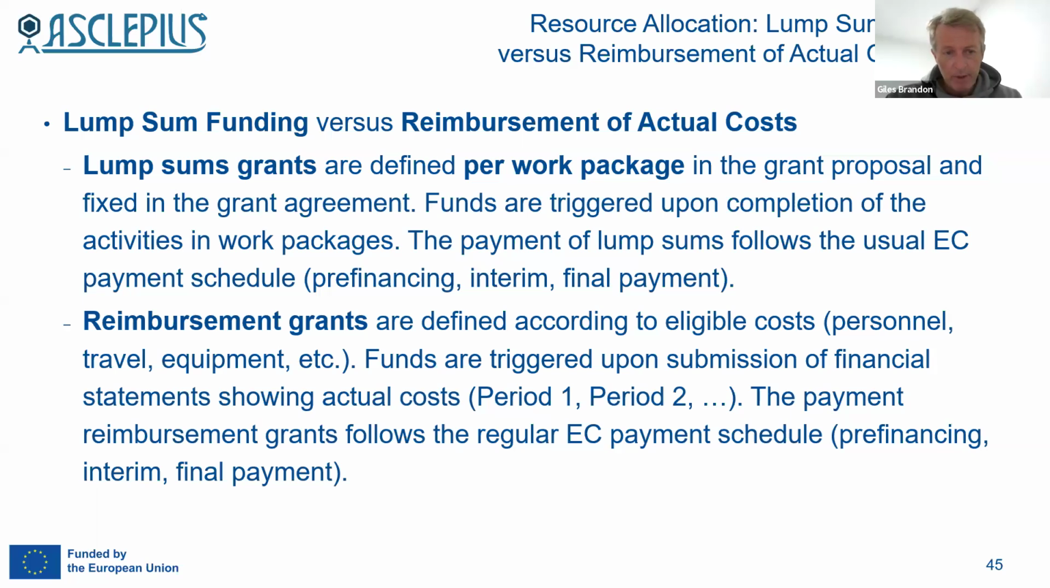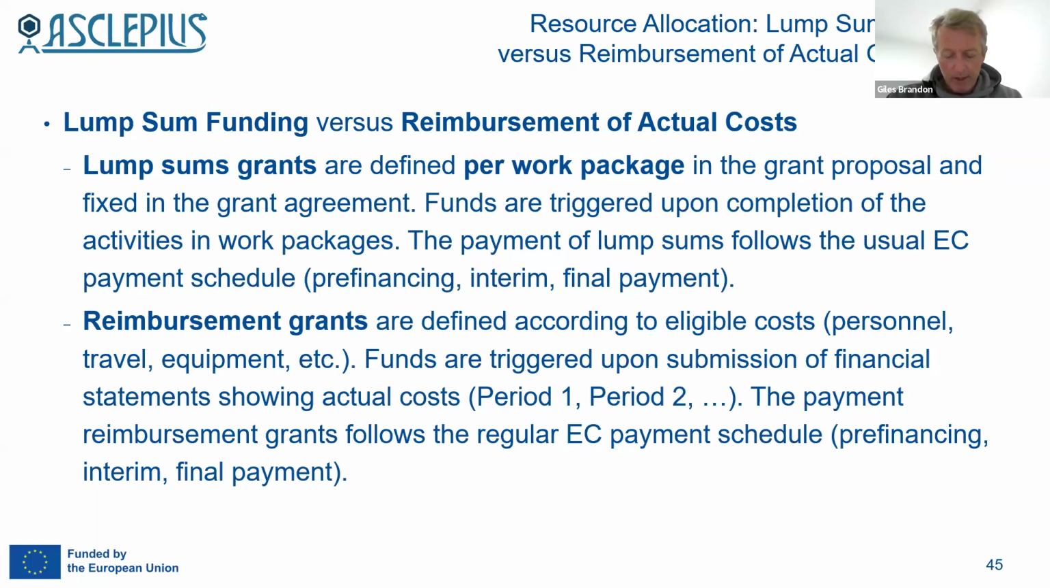On the other hand, reimbursement grants are defined according to eligible costs: personnel, travel, equipment, etc. The funds are triggered upon submission of financial statements showing actual costs for period 1, period 2, however many periods you have in your project. The payment of reimbursement grants follows the regular EC payment schedule: pre-financing, typically interim, and then final payment.